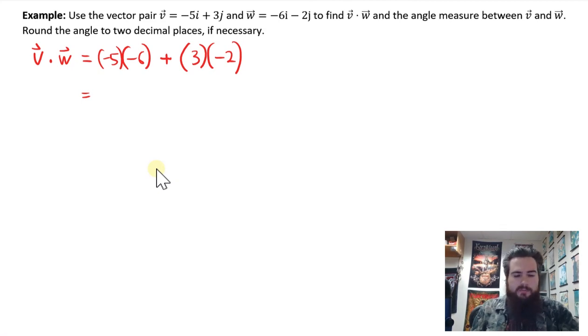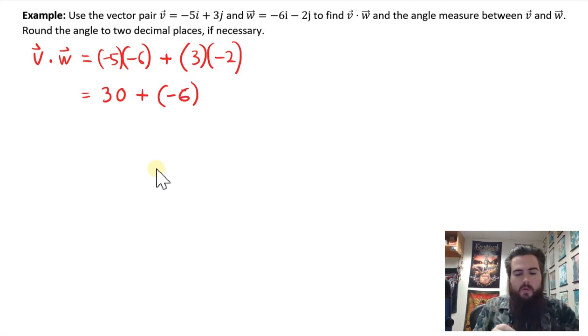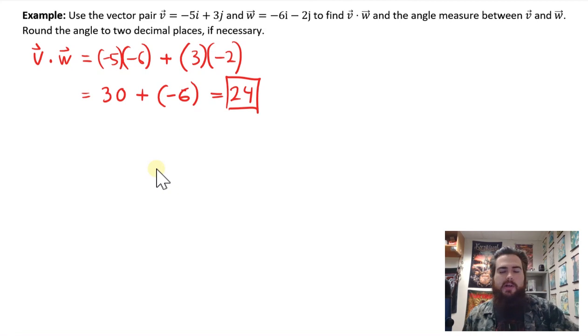If you do multiply all these through, negative 5 times negative 6 will give you positive 30. Then we have plus 3 times negative 2. We have 30 minus 6 overall, or 30 minus 6, that is 24. And that's our dot product. Not really much going on there.